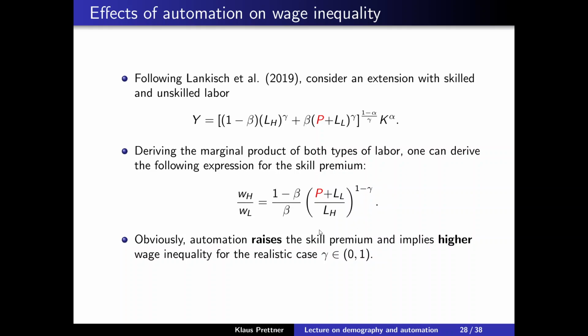And what we see here immediately, for the reasonable parameter case of gamma that is in between 0 and 1, is that an increase in the stock of industrial robots increases the skill premium. And that's essentially also what we've observed since the 1970s, an increase in the skill premium, while we also had an increase in the stock of robots.